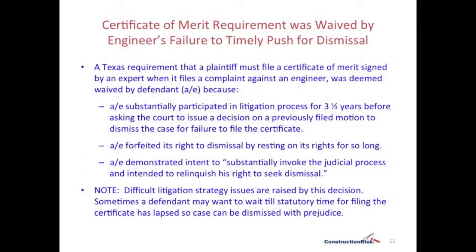And the court looked at this and said, no, you've waived your right to have that certificate requirement enforced for the following reasons. The AE substantially participated in litigation for 3.5 years before asking the court to issue a decision on that previously filed motion. The AE forfeited its right to dismissal by resting on its rights for so long. And the AE demonstrated an intent to substantially invoke the judicial process and intended to relinquish his right to seek dismissal.